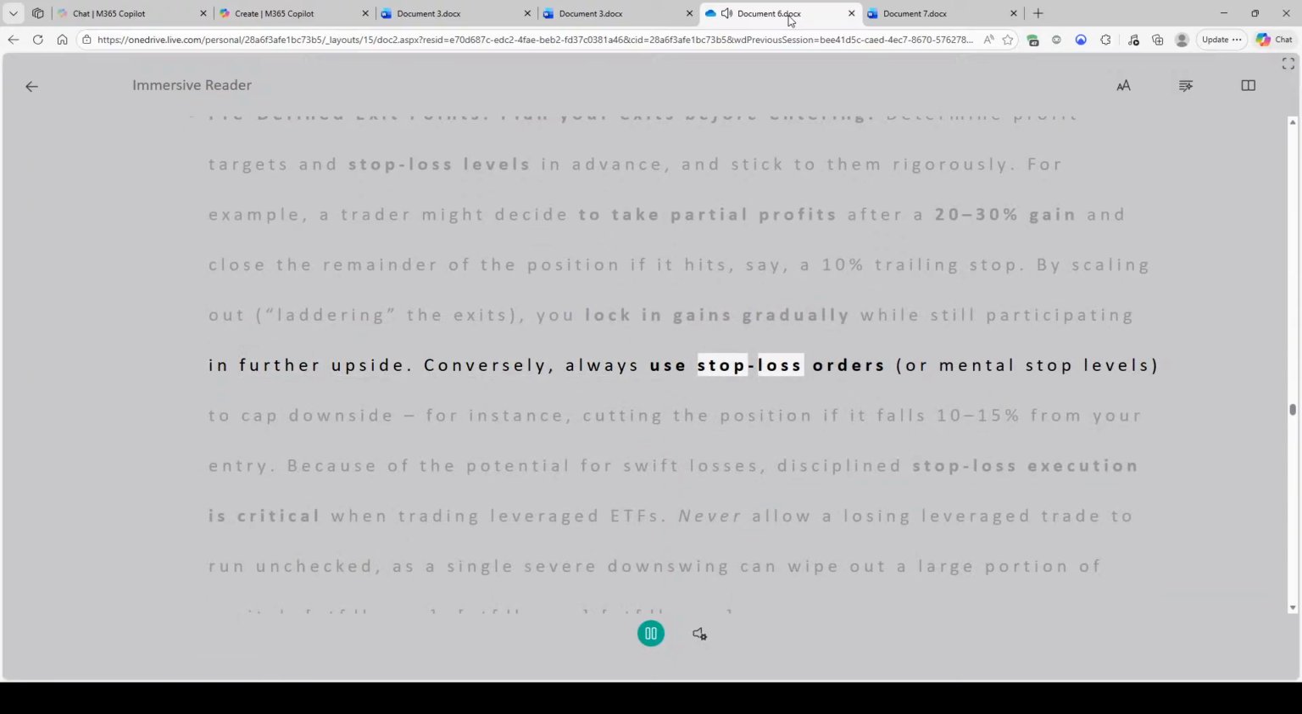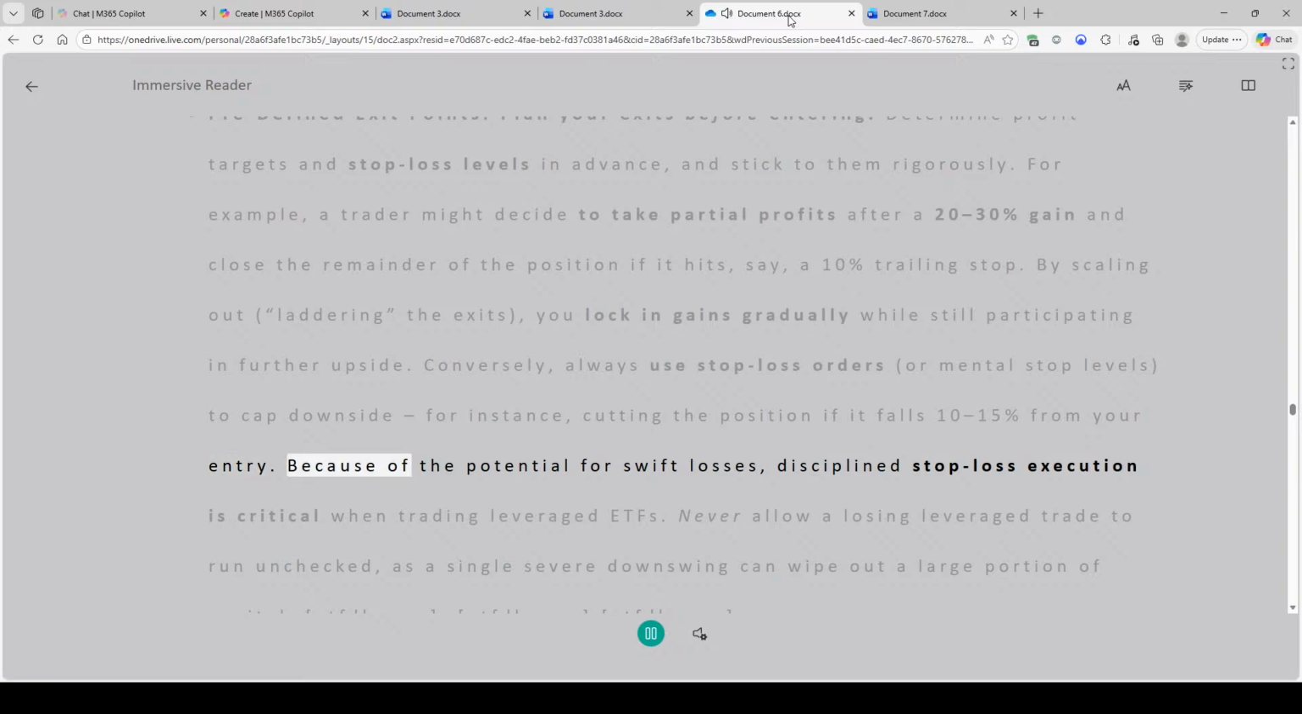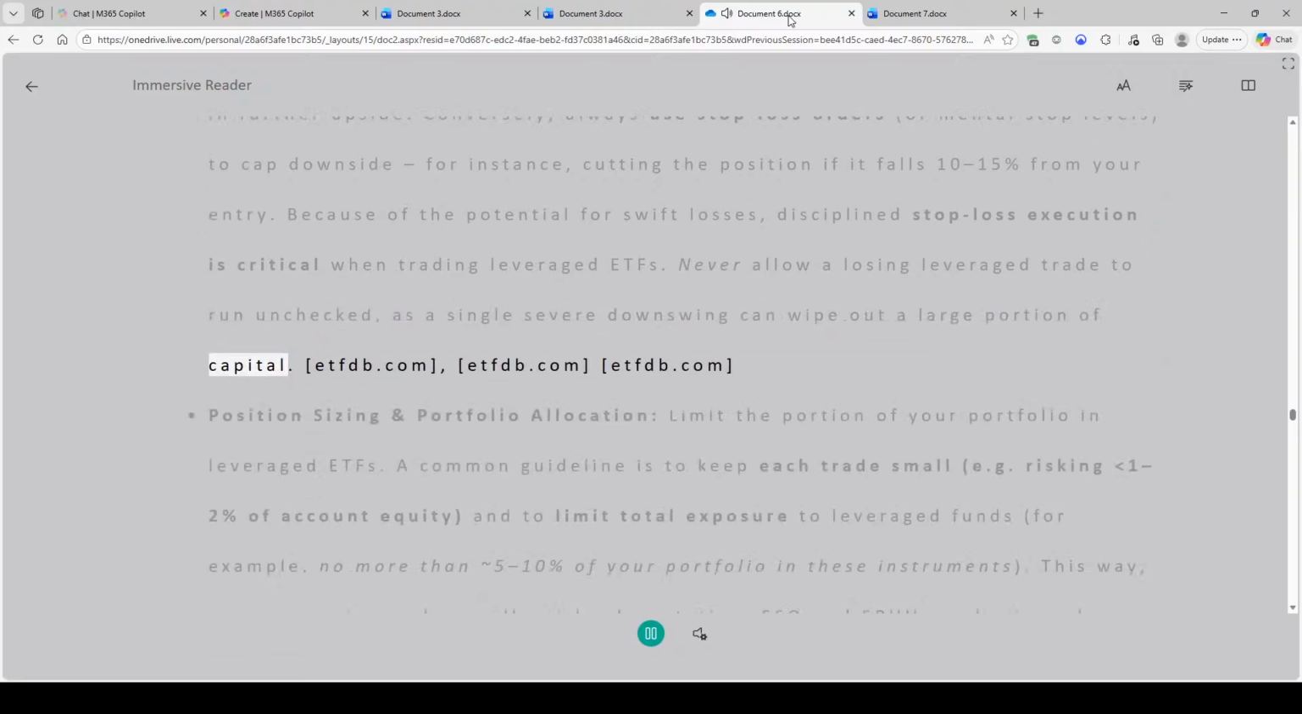Conversely, always use stop-loss orders, or mental stop levels, to cap downside, for instance, cutting the position if it falls 10 to 15% from your entry. Because of the potential for swift losses, disciplined stop-loss execution is critical when trading leveraged ETFs. Never allow a losing leveraged trade to run unchecked, as a single severe downswing can wipe out a large portion of capital.